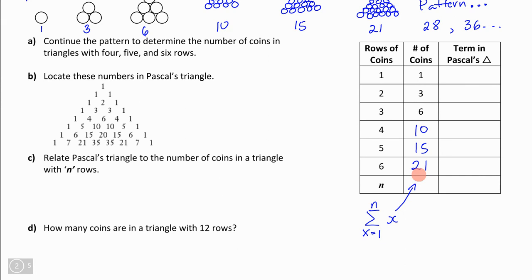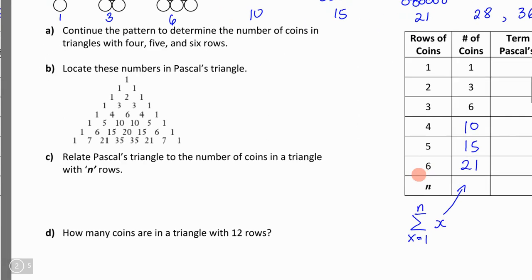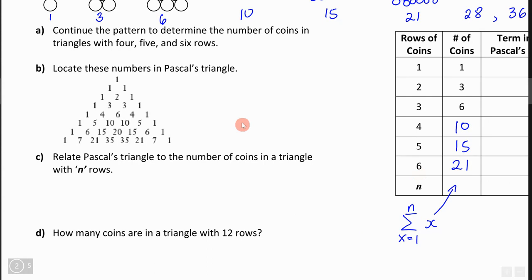Okay, part B, locate these terms in Pascal's triangle. Locate these numbers in Pascal's triangle. So where can I find 1, 3, 6, 10, 15, and 21? I can find that if I highlight, I can find that here: 1, 3, 6, 10, 15, and 21. And I can also find it here: 1, 3, 6, 10, 15, and 21. Now, I'm going to need to use these numbers in a particular location. But which one I'm going to use is not going to be this one. I'm going to use this one here.